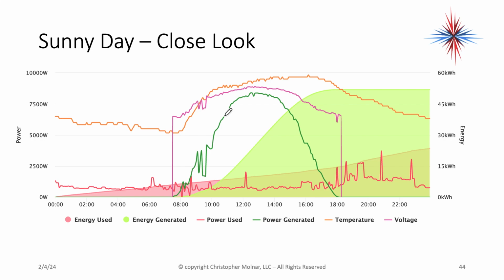So a closer look at a sunny day, again, used about 25 kilowatts, produced around 50, so that difference of 25 kilowatts is given as a credit by the power company for a not so sunny day or a heavy cooling day.